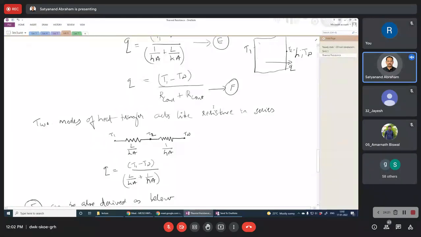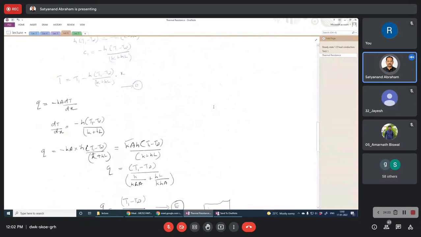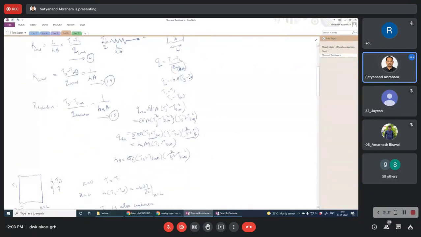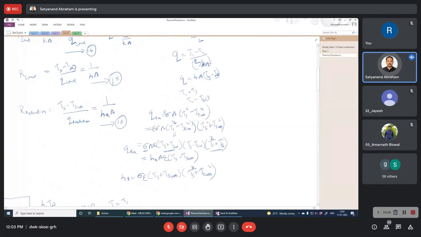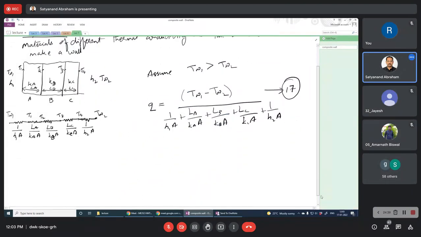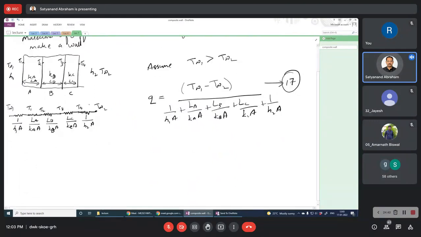I'm just checking the 15 and 16 numbers. Here the thermal resistance for convection is numbered 15, thermal resistance for radiation number 16. Now this is number 17. We can write this. Okay, so this is how we are finding this one.